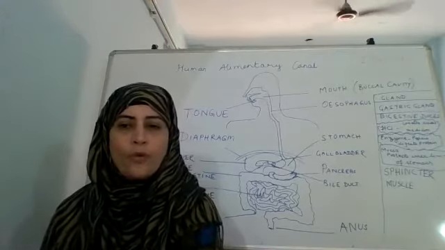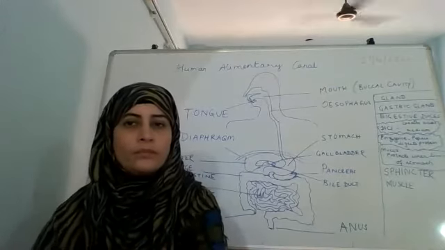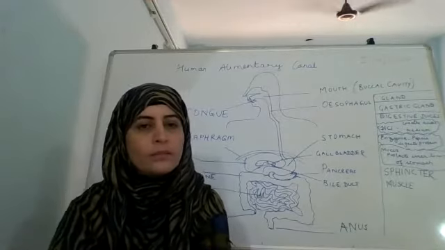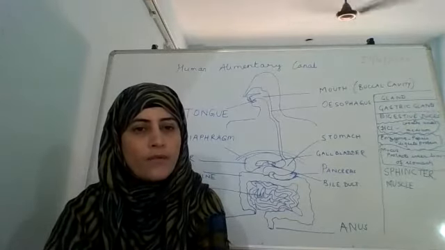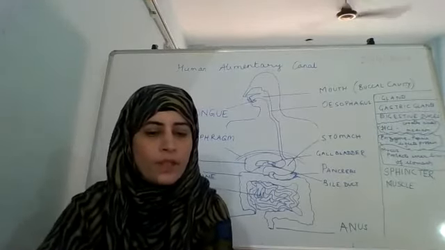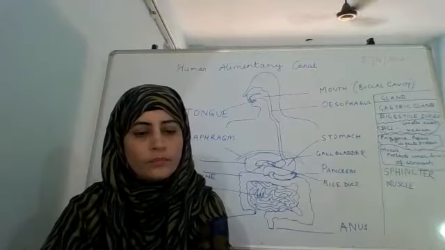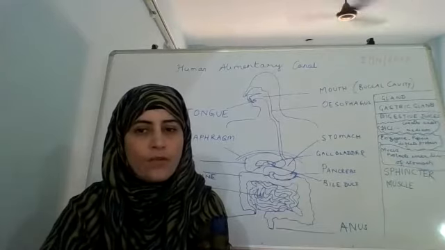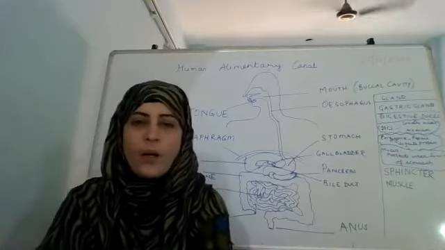The exit of food from the stomach is regulated by a sphincter muscle, which releases food in small amounts into the small intestine. Okay, now we go to the next question.